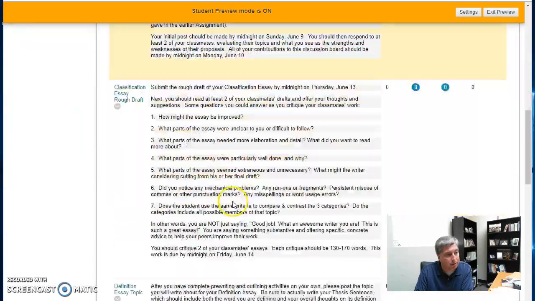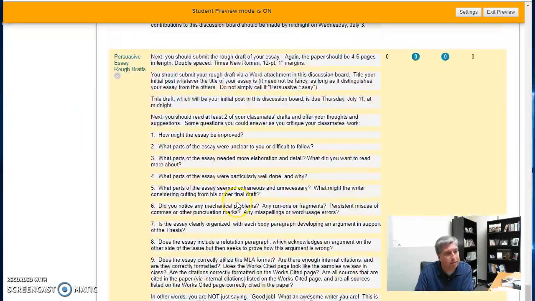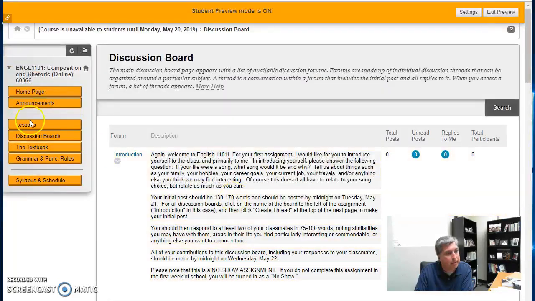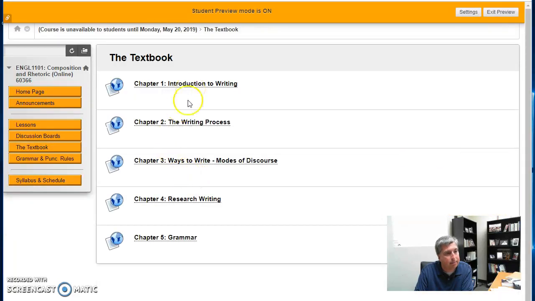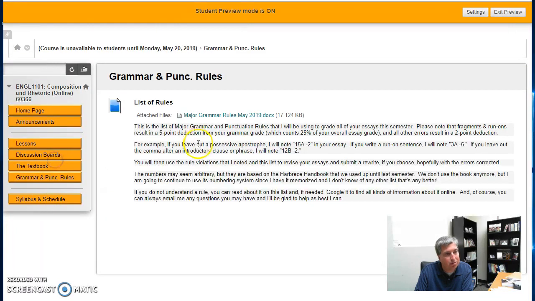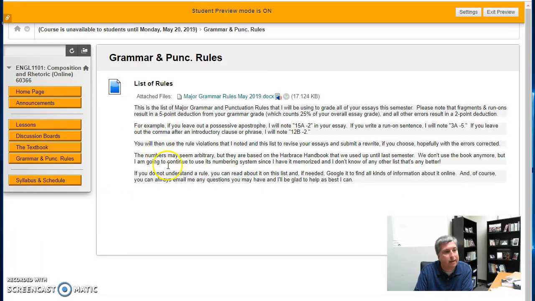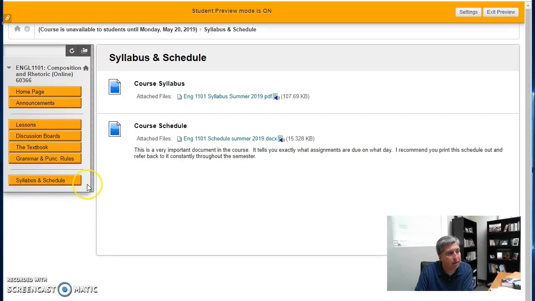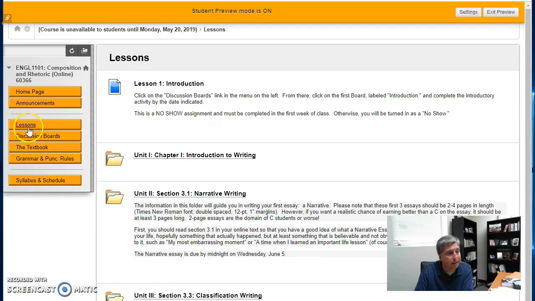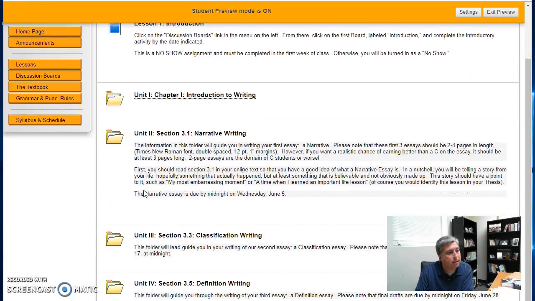And so those are in sequential order. So those are pretty easy to follow, I hope. And then, for the textbook, there are assignments that'll say chapter 1, chapter 2. I think it's pretty obvious, pretty logical the way it's laid out. And then the grammar and punctuation rules, there's a whole different video about these, so you need to watch that later on. But this gives you information about the grammar and punctuation rules. And then, of course, we just reviewed the syllabus and schedule. So that's it. That's the class. But again, the most important thing is in lessons. There's all kinds of information in lessons for you to find.